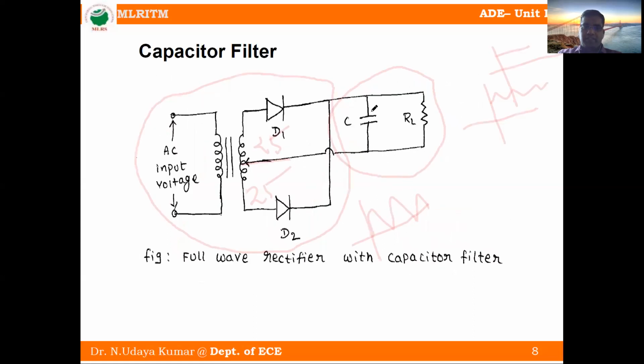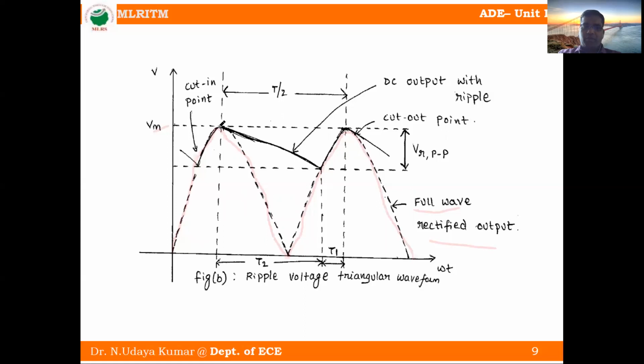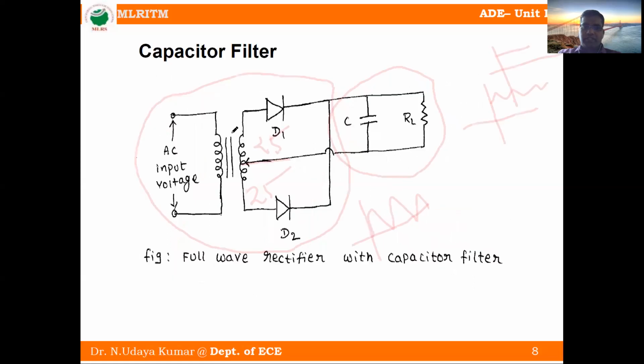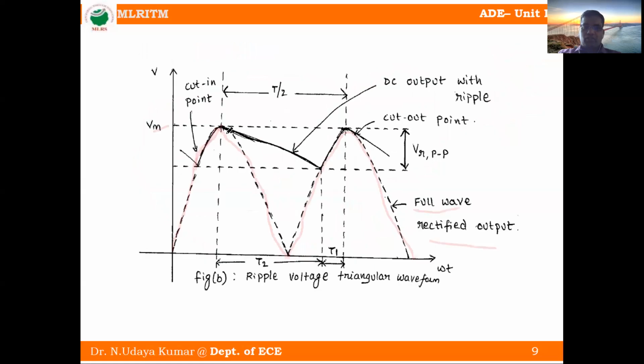So here the capacitor first charges up to the maximum point. Then it discharges through RL, from the maximum point to this point. The capacitor is discharged slowly through RL until the transformer secondary voltage increases again to greater than the capacitor voltage.